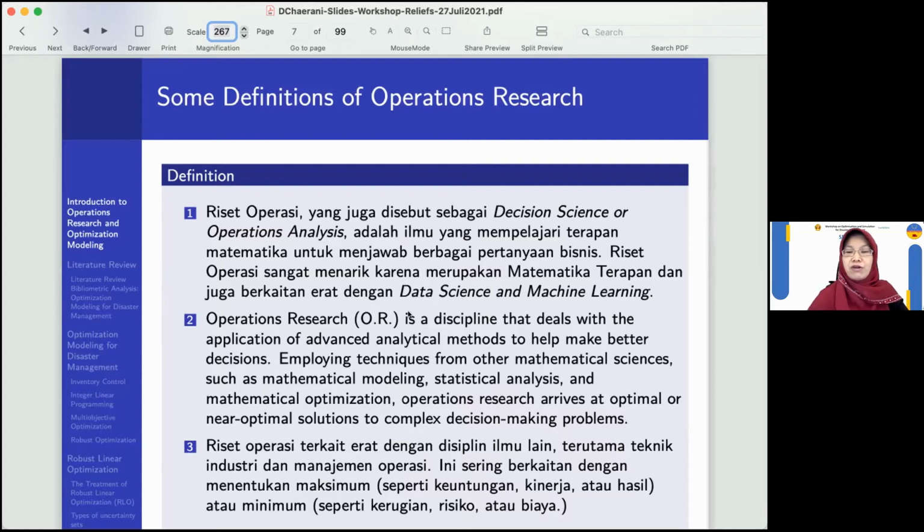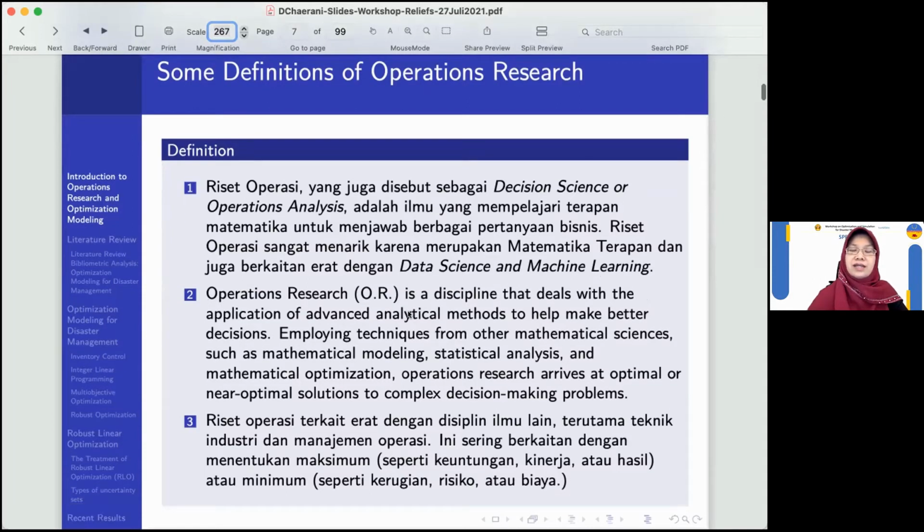machine learning. And from INFORMS, it is also mentioned that operational research, or OR, is a discipline that deals with the applications of advanced analytical methods. So the mathematical methods are very advanced and help us make better decisions. And OR here also utilizes mathematical sciences such as mathematical modeling, statistical analysis, and mathematical optimizations.